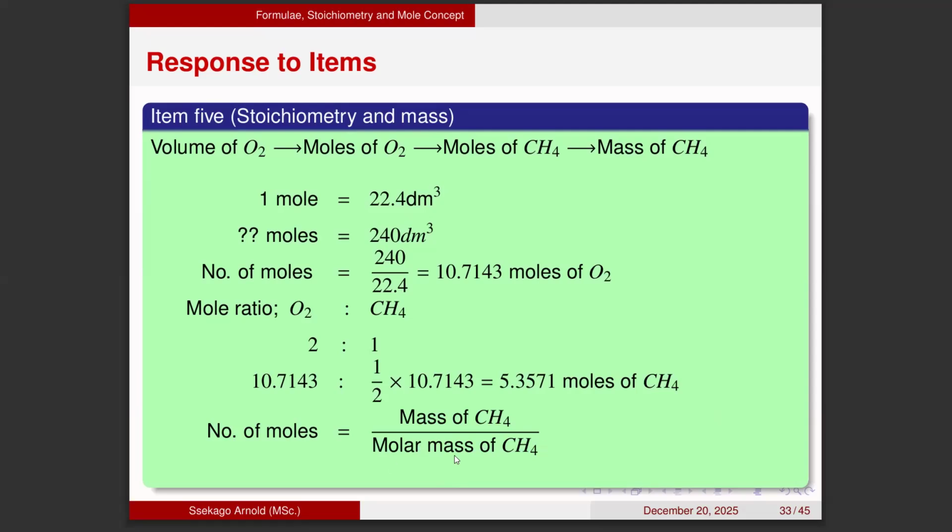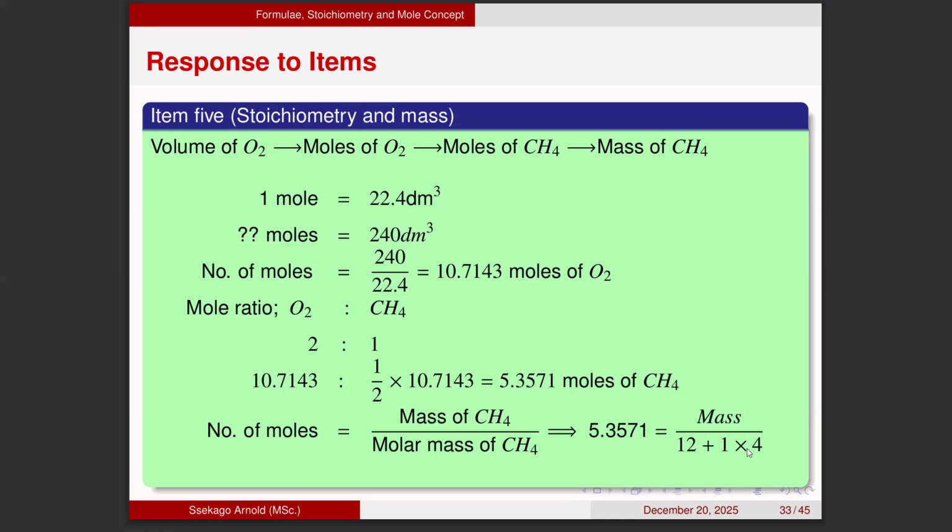Molar mass, we obtain it in the same way as RFMs. Molar mass is just for covalent compounds, RFM is just for ionic compounds. Let it not confuse you, it is the same as RFM. So in this case, we substitute. The moles are 5.3571, and these are equal to mass of CH4 over molar mass. From the information, C is 12, H is 1. This information is always given. It may not be attached directly to the item, but you check at the front page of the question paper. This information is always there.